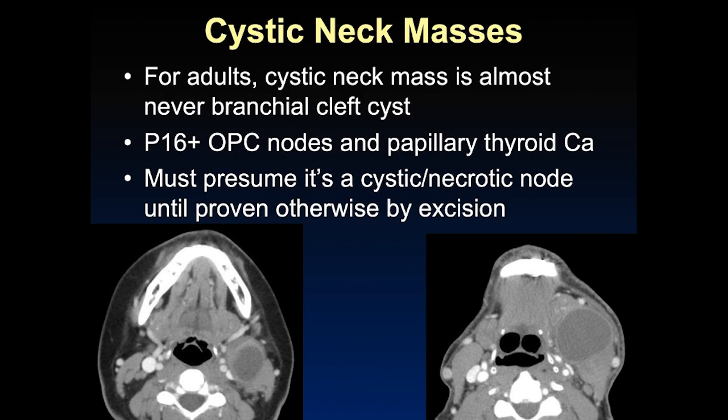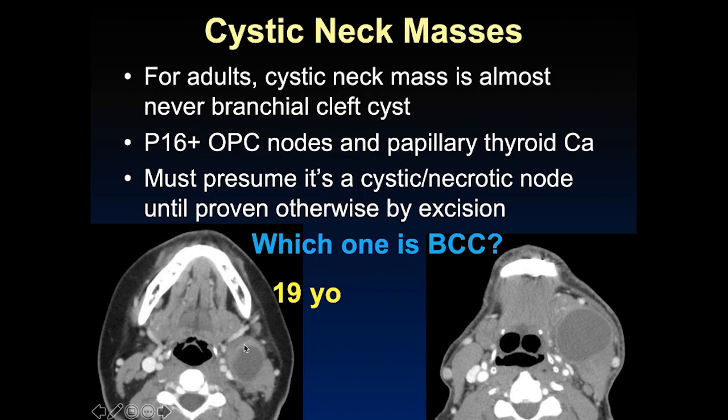So for example, here are two cases. On the left here, the question is, one of them is a branchial cleft cyst and the other one is a necrotic lymph node. So on the left here, you have a 19-year-old kid with what looks like a pretty complex looking cystic lesion in the left neck between your sternocleidomastoid muscle and your submandibular gland. On the other hand, you have a 55-year-old patient with a more simple looking mass that also appears centrally cystic, also located in a similar position between the sternocleidomastoid and the submandibular gland.